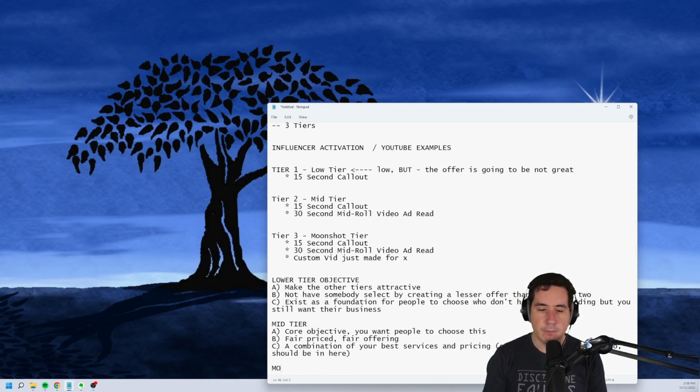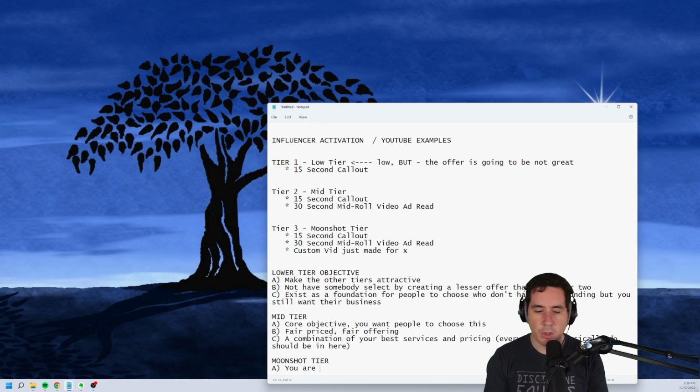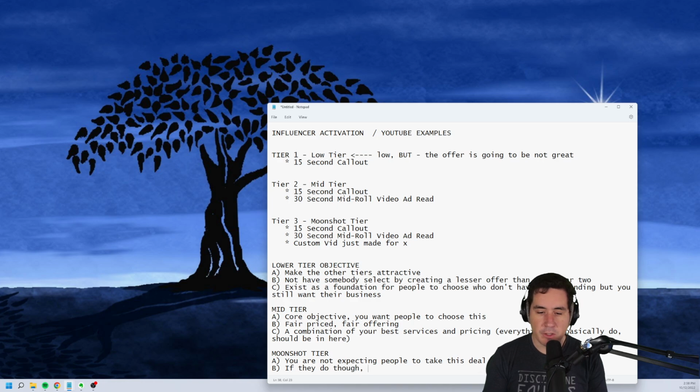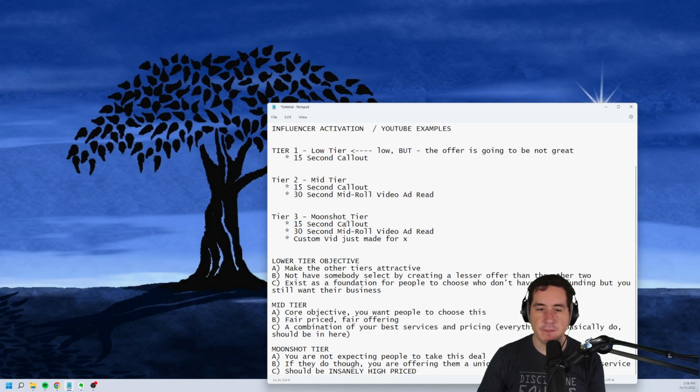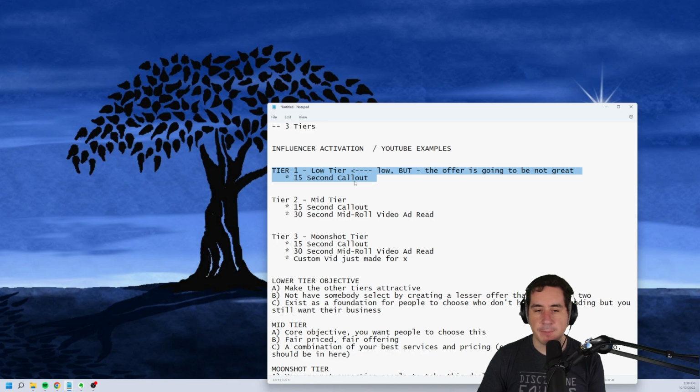All right? Moonshot tier, you are not expecting people to take this deal. If they do, though, you are offering them a unique, high time investment service. Should be insanely high priced. Okay? So people often have a low, mid, and high tier. But when I say moonshot, for example, if these two are one might be $50,000, this one might be $150,000, and the moonshot tier will be like $1.5 to $2 million.